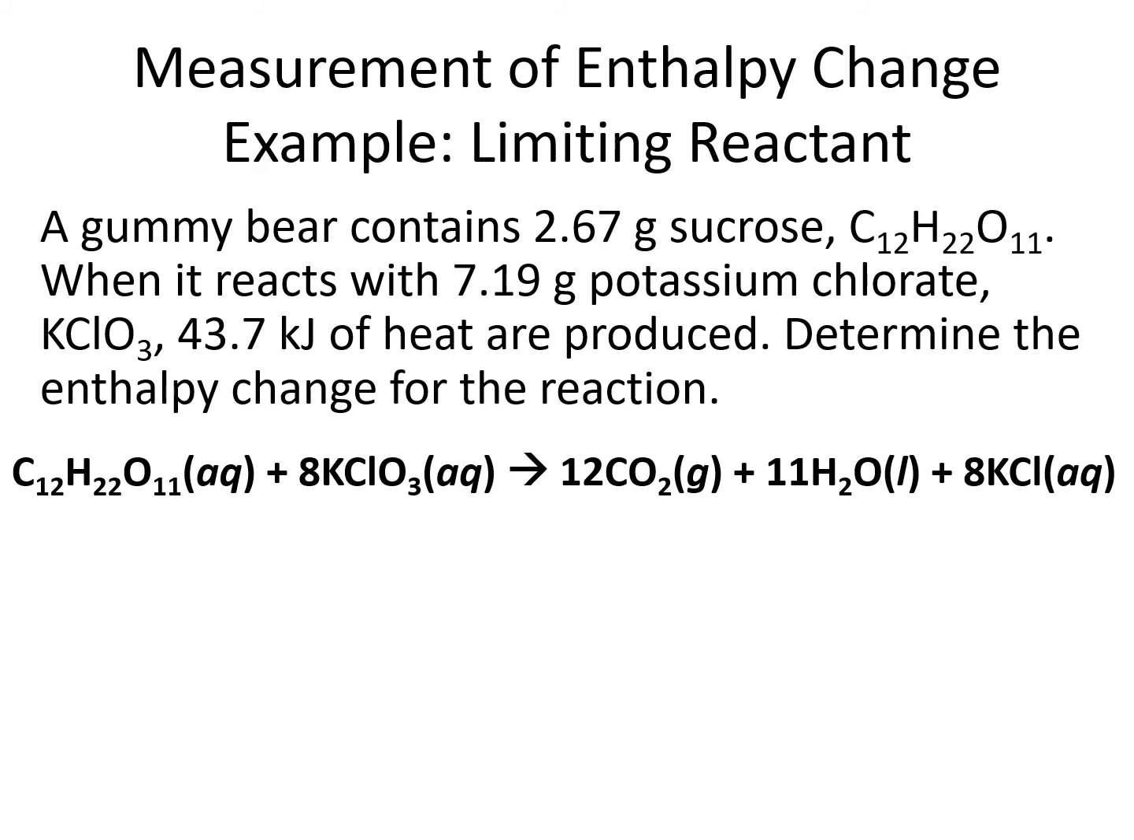We can do this type of calculation with limiting reactants. Anytime that you're given two different starting masses, the masses of two different reactants, it's going to be a limiting reactant problem, whether it says so or not. So we have 2.67 grams of sucrose reacting with 7.19 grams of potassium chlorate. That doesn't necessarily mean that all of the sucrose or all of the potassium chlorate will get used up. So we're first going to have to find which is the limiting reactant.